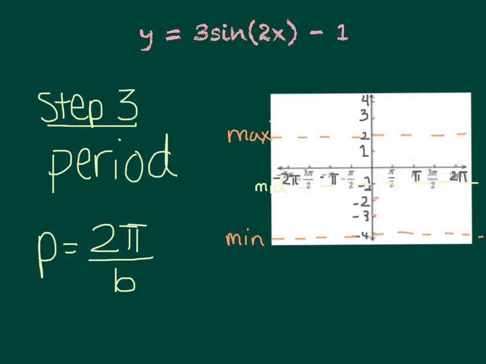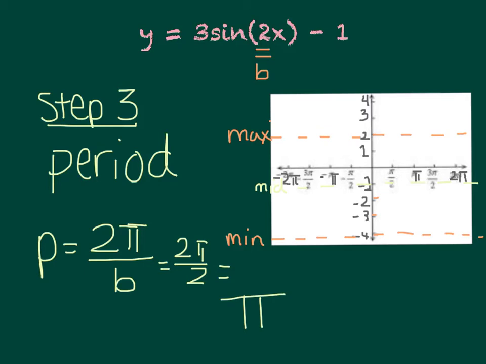Step 3 is to identify the period. You'll remember that the period is given by 2 pi divided by b, where b is the number multiplied by x. So in this case, my period is 2 pi divided by 2. So my period is pi.